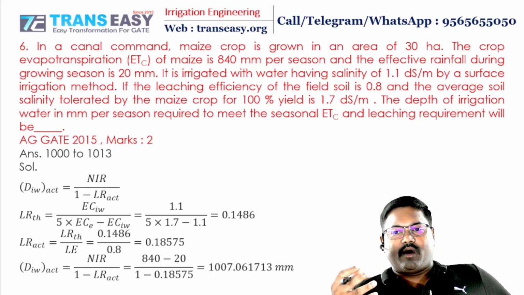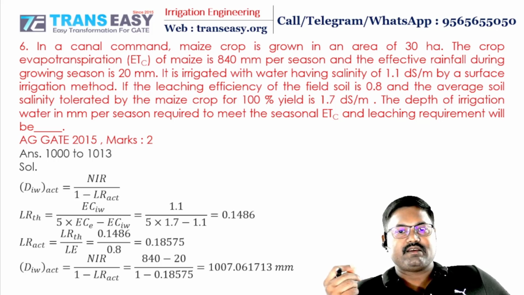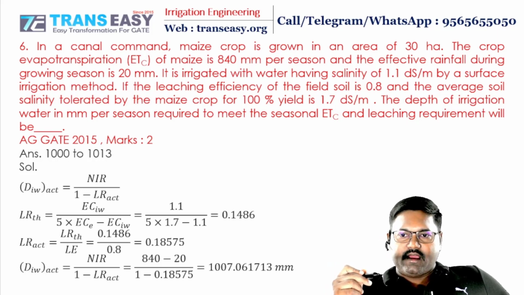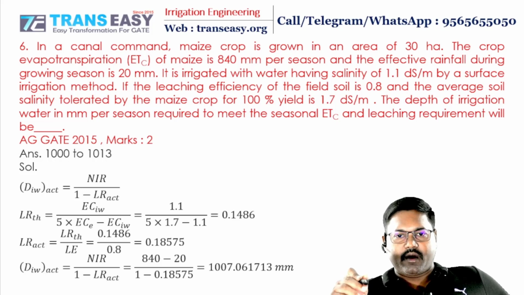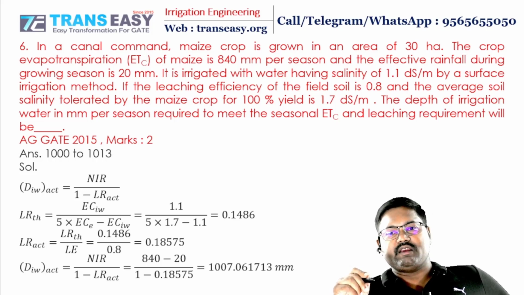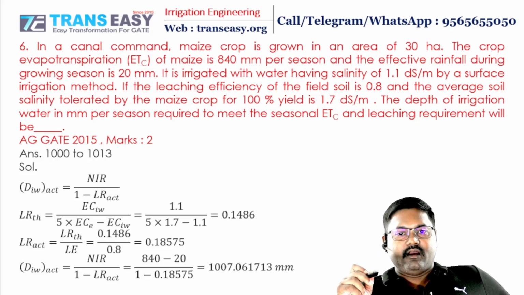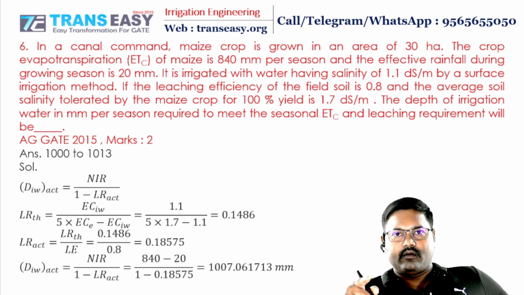It is irrigated with water having salinity of 1.1 decisiemens per meter by surface irrigation method, right? Electrical conductivity of irrigation water is 1.1 decisiemens per meter. It is given. If the leaching efficiency of the field soil is 0.8 and the average soil salinity tolerated by the maize crop for 100% yield is 1.7 decisiemens per meter. So guys, this is electrical conductivity of saturated extract tolerated by crop at 90% or more than 90% crop yield.